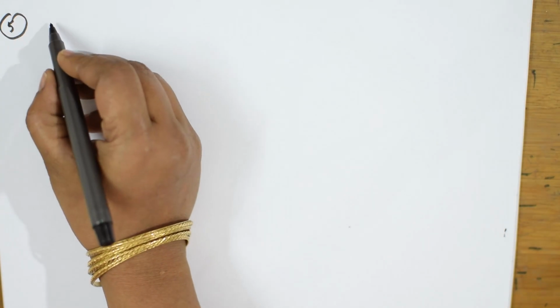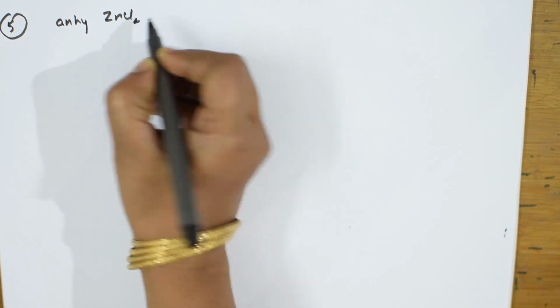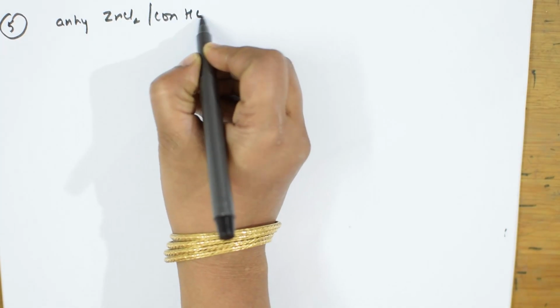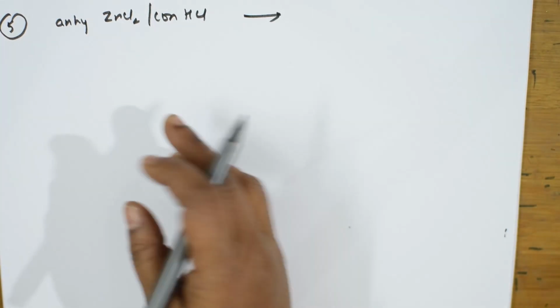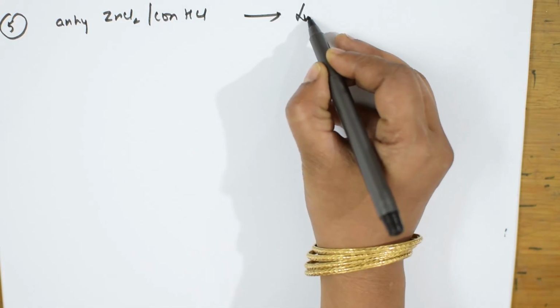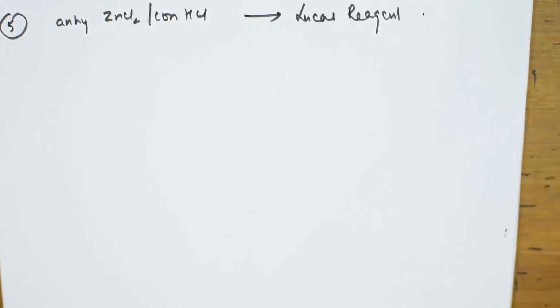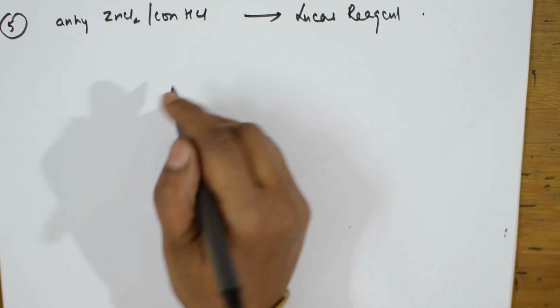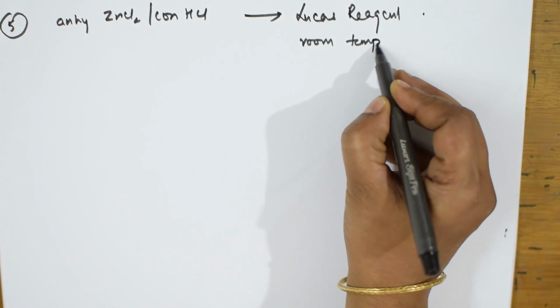Suppose in the exam paper, which one is this? 5th one. Suppose you are seeing anhydrous ZnCl2 in the presence of concentrated HCl. What type of reagent is this? This reagent, anhydrous ZnCl2 with concentrated HCl, is called the Lucas reagent, isn't it? So Lucas reagent, always remember, we'll be testing it at room temperature. At room temperature, what happened?